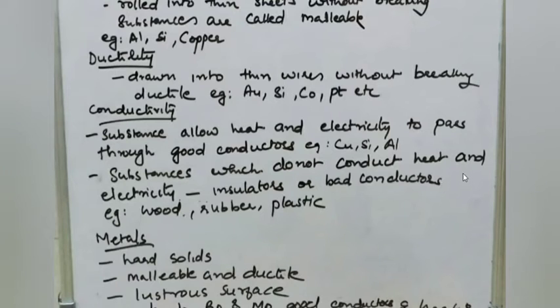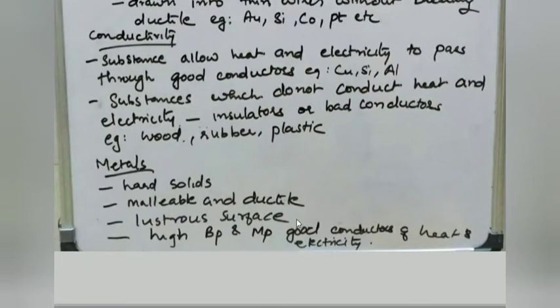Substances which conduct are called good conductors, and which do not conduct heat and electricity are called bad conductors or insulators. It includes wood, rubber and plastic. So those which do not conduct electricity are bad conductors, and include wood, rubber and plastic.